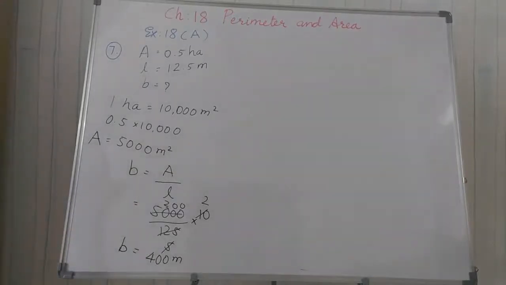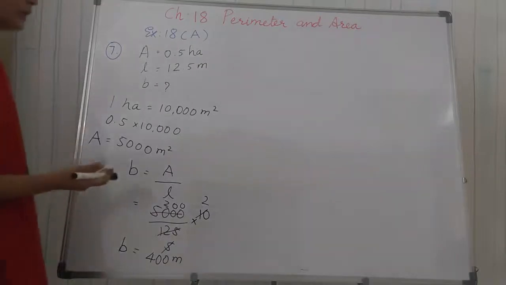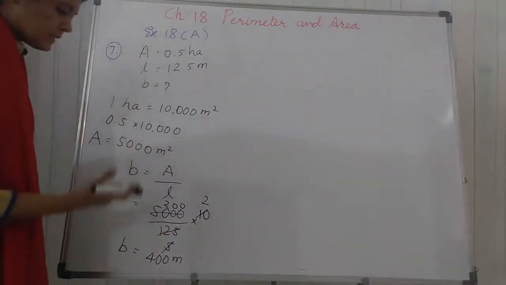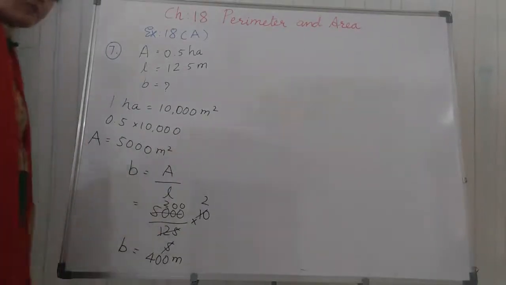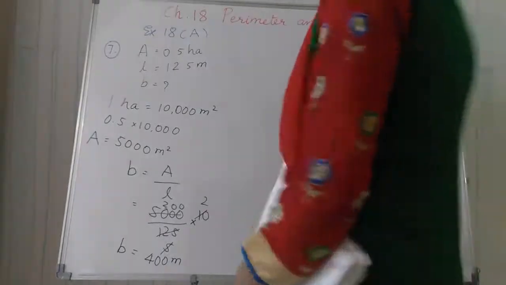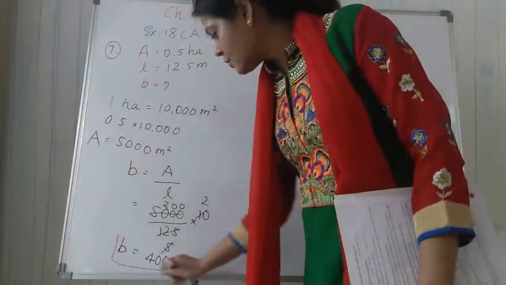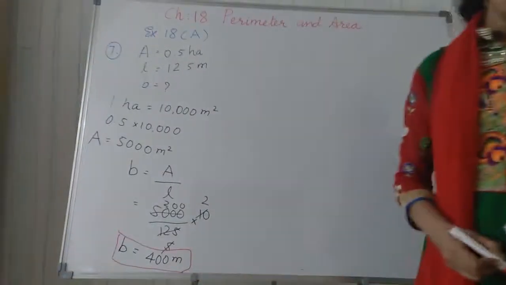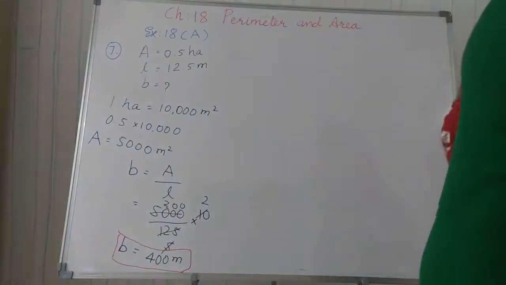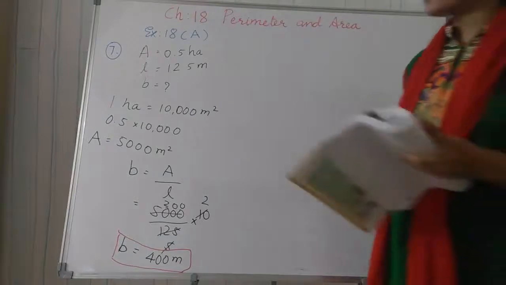It is written, find all the sides of the rectangle. So we all know that in a rectangle opposite sides are equal. So length is 12.5 and breadth is 400 meter. Of course the opposite length and breadth are also the same. So this is our answer, students. The breadth value is here 400 meter according to the question. Now let us take the next question.